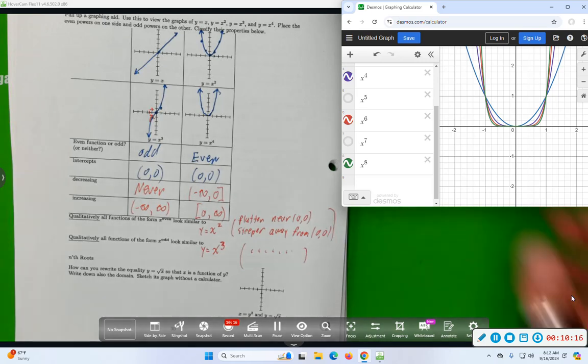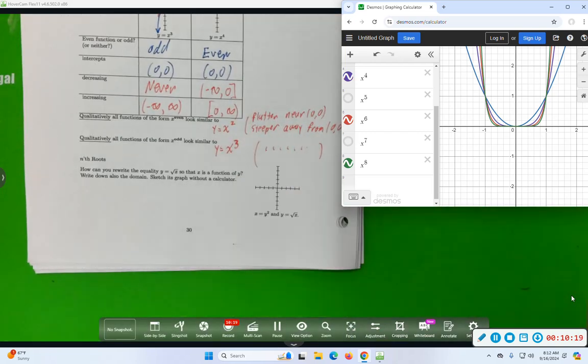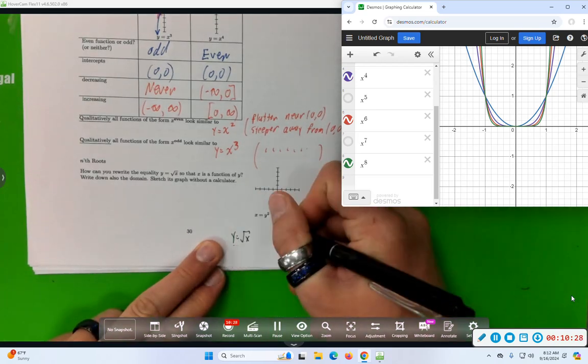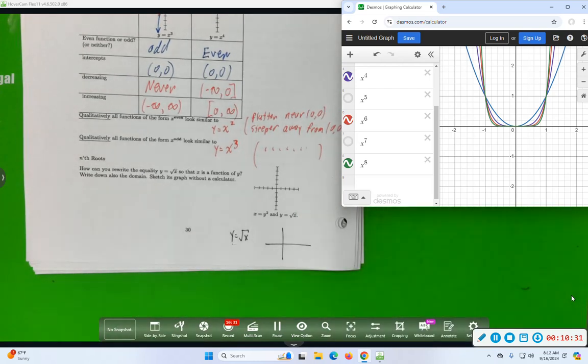Root functions. And this one will actually kind of justify a little bit. But you do already know. If you were to graph y equals root x, just qualitatively, what does the graph look like? Looks like a parabola flipped on its side, without the negatives. Yeah, I'd say that's about perfect.